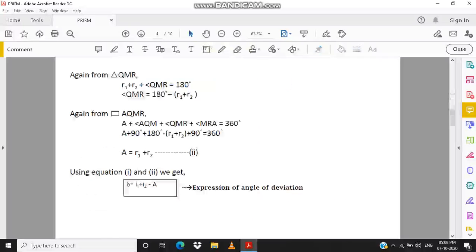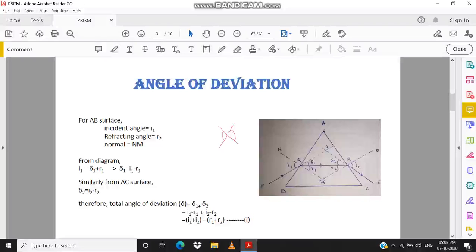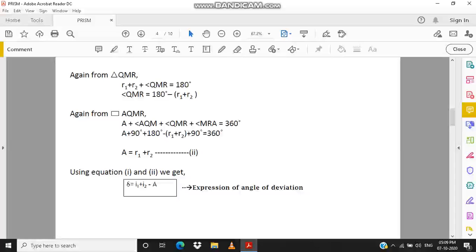What we see in triangle QMR is that R1 plus R2 plus angle QMR equals 180 degree. We know that the total angle of a triangle is 180 degree, right? I'll be going back. Triangle QMR has angle R1, R2 and angle QMR, right? So here R1 plus R2 plus angle QMR gives you 180 degree. So we calculate angle QMR, that is 180 degree minus (R1 plus R2).